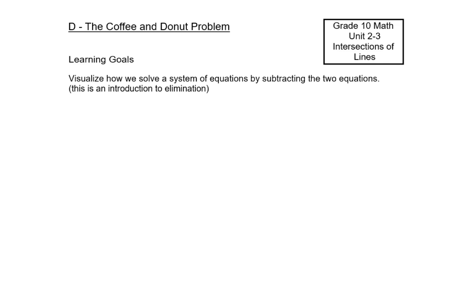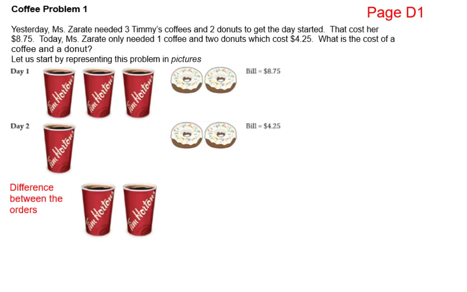All right, this section is called the coffee and donut problem. What we've been doing in Unit 2.3 is looking at ways of finding the solutions to a system of linear equations, or the intersection point between two lines. In this set of problems, we're going to visualize how we can solve a system of equations by subtracting those two equations. This is an introduction to the technique known as elimination that we're going to look at in the next section. So let's jump in and see what coffee and donuts has to do with all of this.